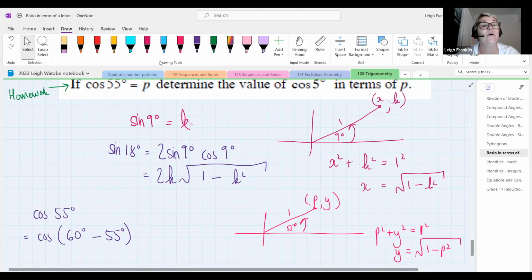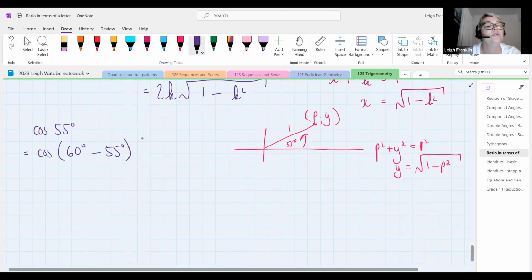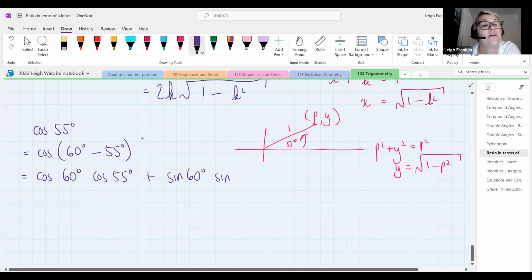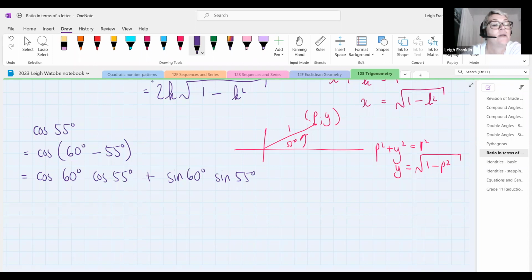So now we would go and substitute. Absolutely. Well, we would just expand first and then we can go and sub in. So we would write this as cos 60, cos 55. Cos doesn't keep its sign, so this would be plus, and then this would be sine 60, sine 55, quite right.